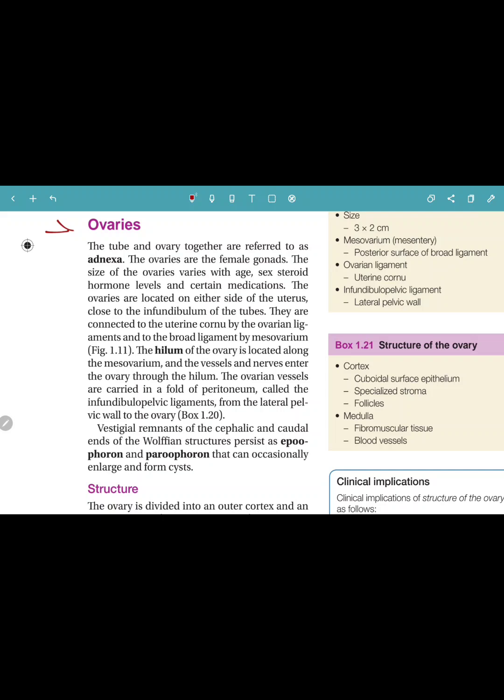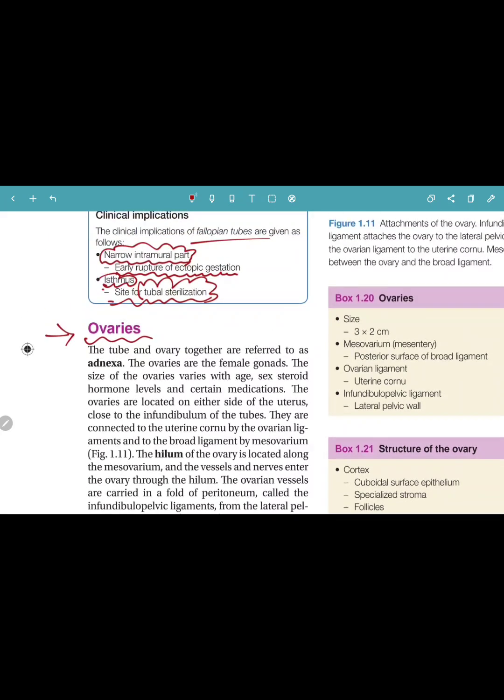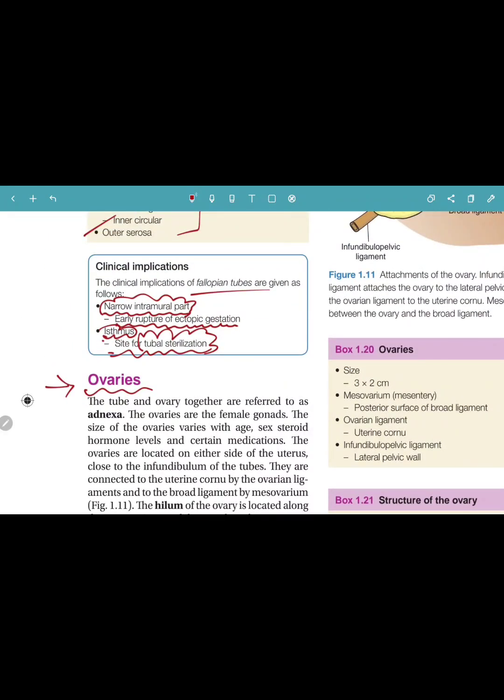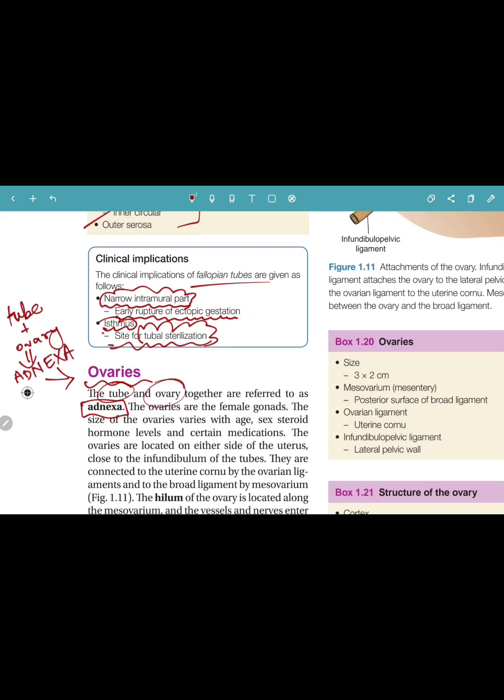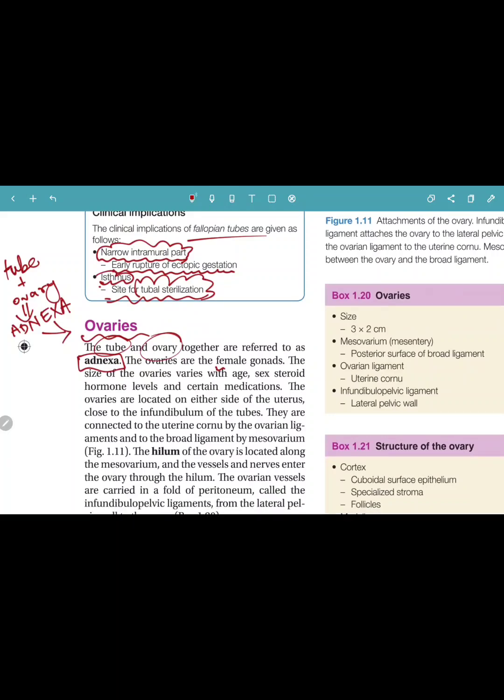Now next, moving on to ovaries, very important structure. The tube and ovary together are referred to as adnexa. So what is adnexa? Many people think adnexa is something peritoneum or nearby. That's wrong. Adnexa is just a simple term which refers to both the fallopian tube plus the ovary. Both together, these two structures together are often referred to as adnexa. Very, very important. So tube plus ovary is nothing but adnexa.